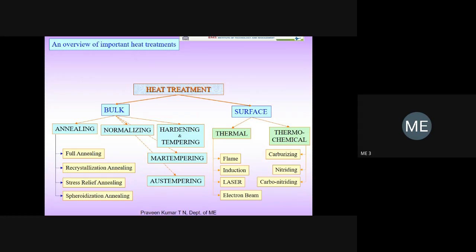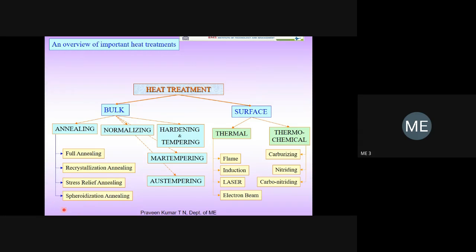In a similar way, when a material has undergone a huge amount of stress, you have to relieve the residual stresses. That can be done by the annealing heat treatment process. There is one more heat treatment process, which is nothing but spheroidization annealing.